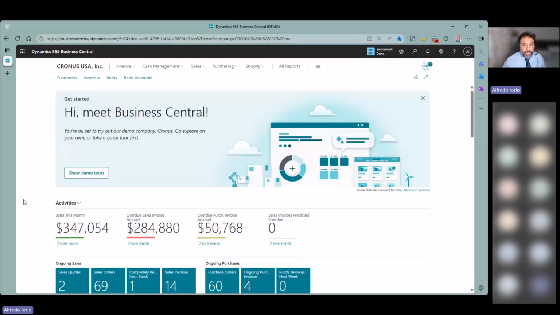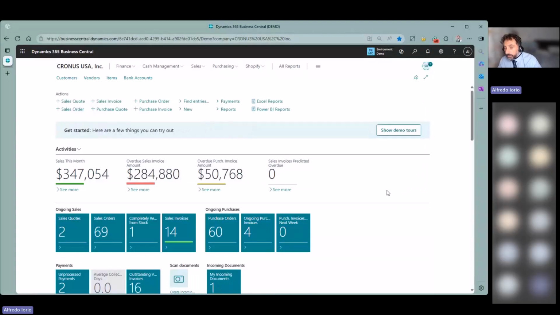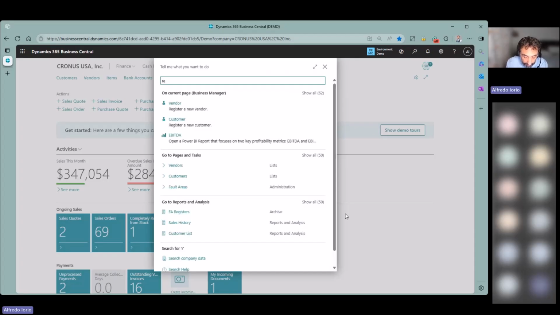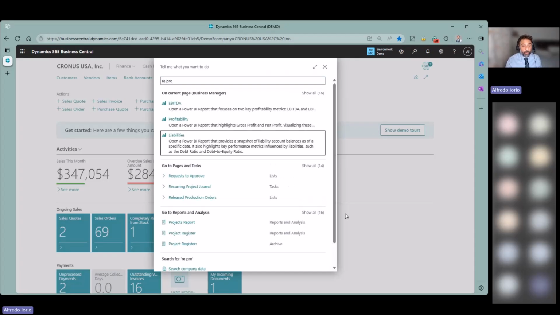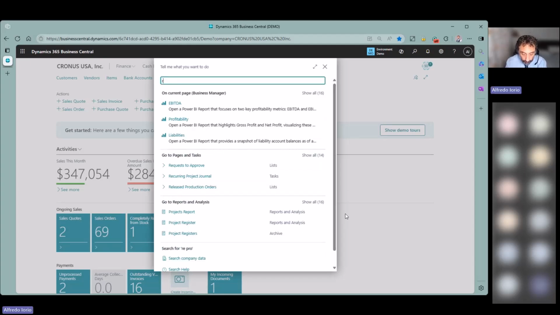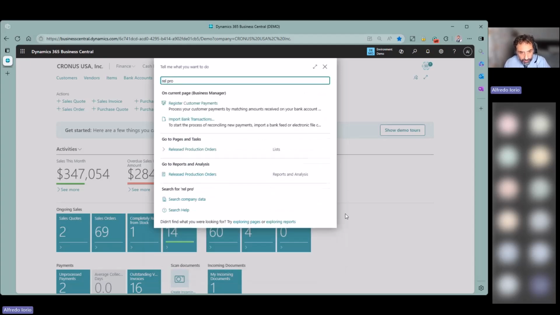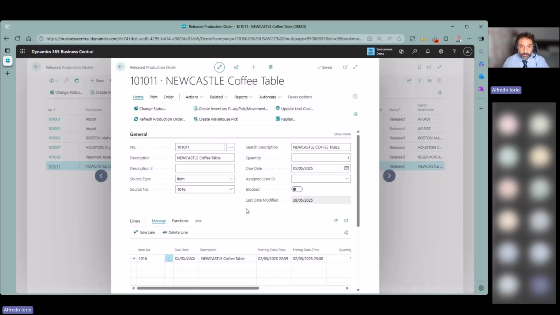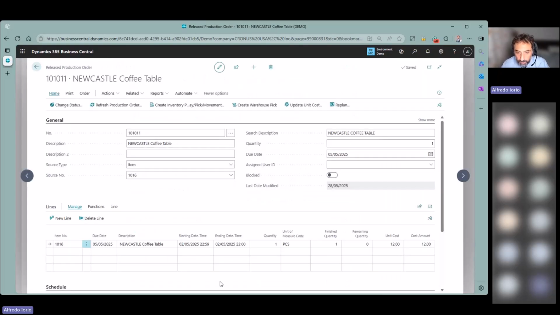All right, excellent. So 5 minutes to go, quickly through standard costing, just an introduction, because as I said, it's very complicated. So let's look at the released production order, which I created before. And I used a very simple item that I just created for this exercise, my Newcastle coffee table. My production order is very simple. I have one coffee table to produce.